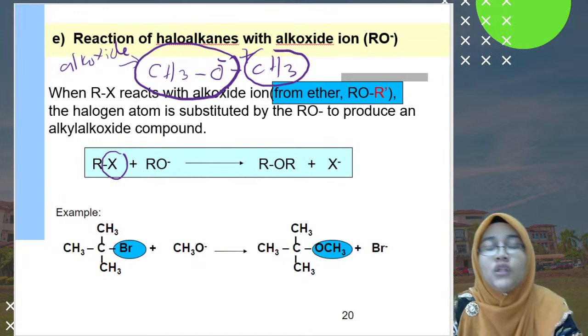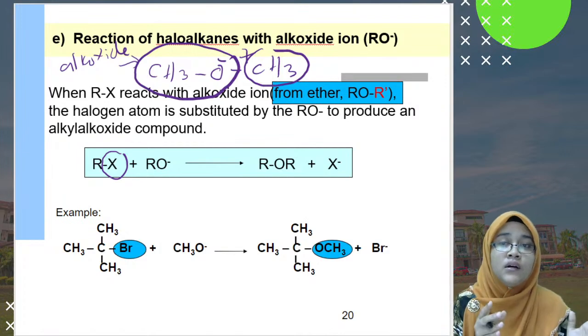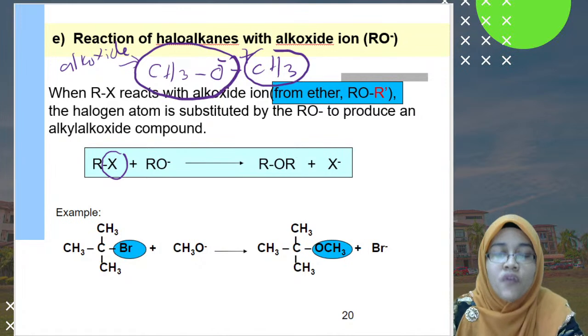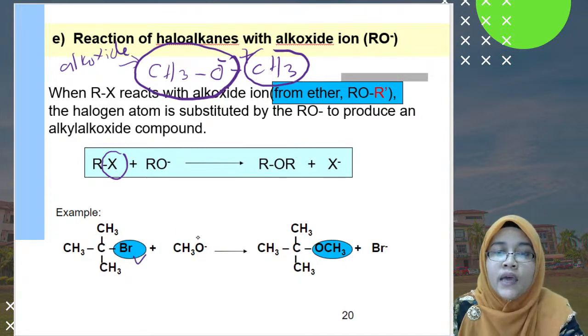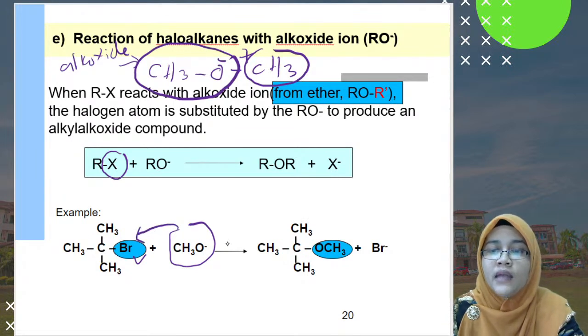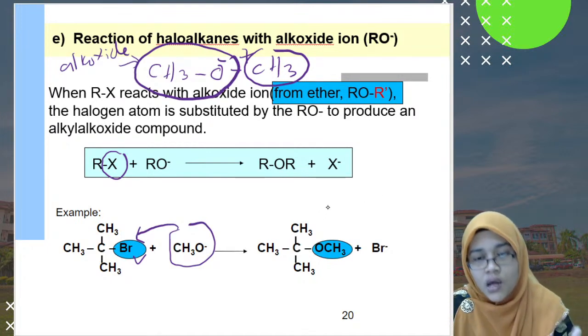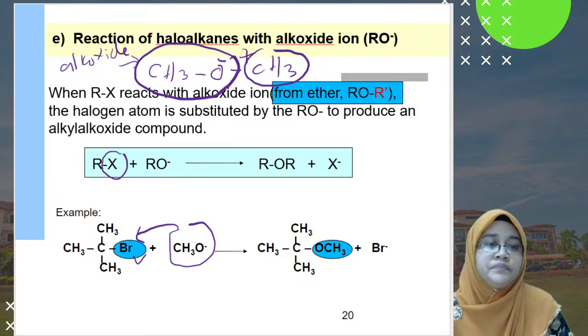This is nucleophilic substitution, and it will form a new ether with a longer chain. For example, we have bromine as our halogen, and we have the methoxide ion. This methoxide ion will replace the halogen and become a new ether with a longer carbon chain.